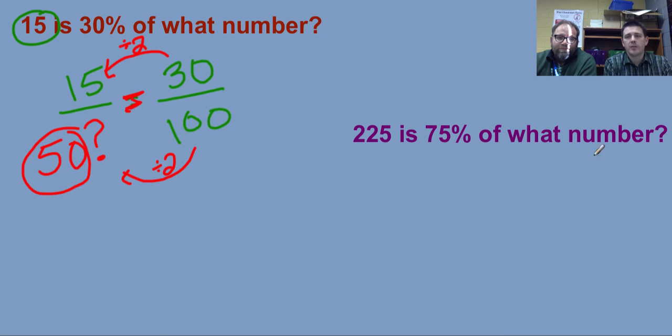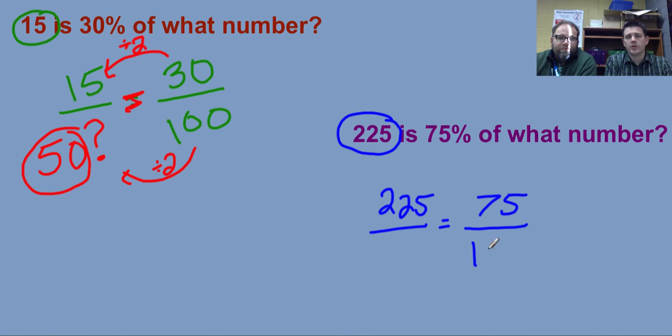225 is 75% of what number? So again, 225, that's part of my number. So that's going to go on top. 75%. Well, that percent sign kind of gives it away. That's our percent in the problem. And percent always goes over 100. So again, similar to the last couple of problems, we're trying to find that total, that whole amount. So think about, how do I get from a 75 to a 225? Might have to do a little bit of thinking, but hopefully you notice that if I multiply times 3, 75 becomes 225. Since they're equivalent fractions, they're equal to each other.